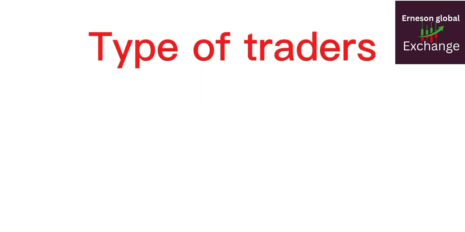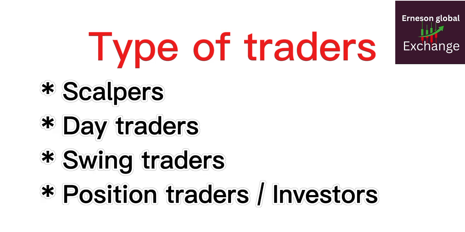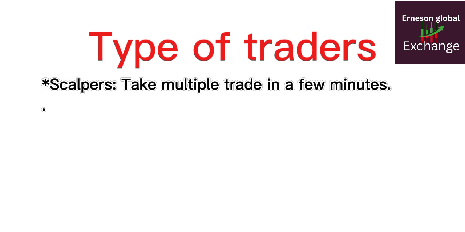What are the types of traders that we have? There are basically four types of traders. Please take note of this. We have the scalpers, the day traders, the swing traders, and the position traders or investors. Now, the scalpers are traders that take multiple trades in a few minutes, sometimes within 3 minutes, 5 minutes, 6 minutes. In other words, they are active traders. They are always active on their system, be it a phone, a laptop, whatsoever. They are active in the markets.